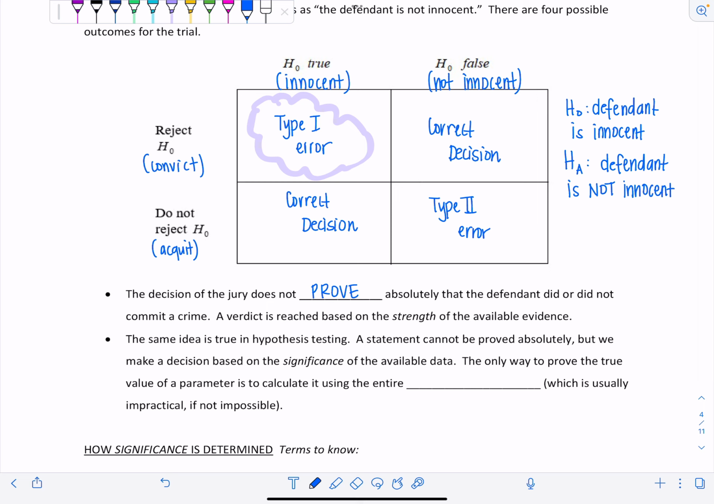We cannot prove a statement absolutely. The only way to do that would be to conduct a census and actually get the true parameter value. It's not going to happen. But we make a decision based on the significance of the available data. And the only way, like I said, to prove the true value of a parameter is to calculate it using the entire population, which is usually impractical, if not impossible, okay?